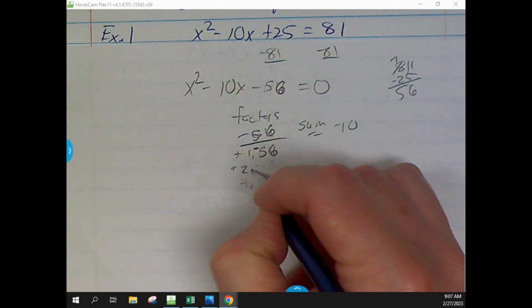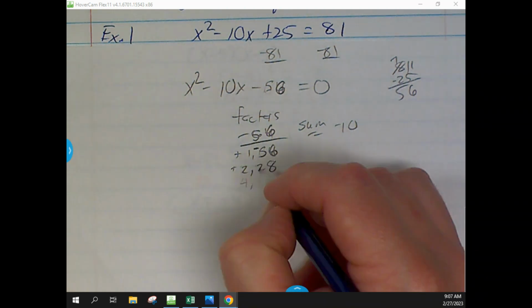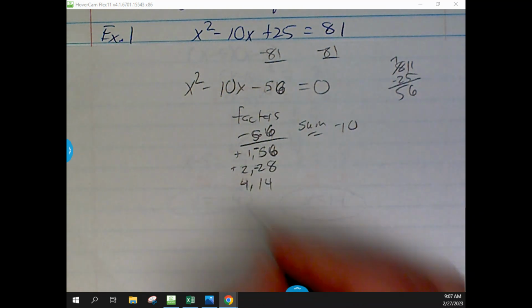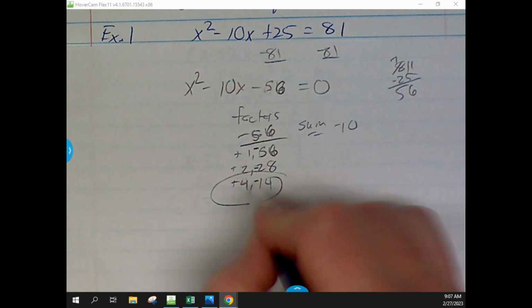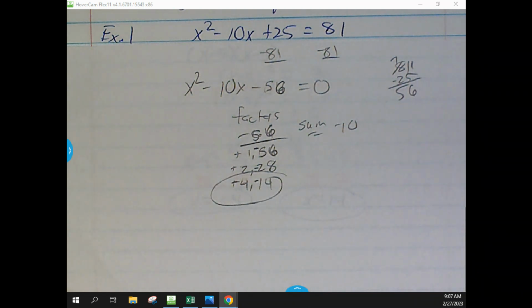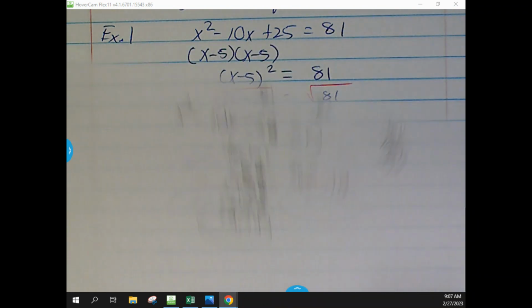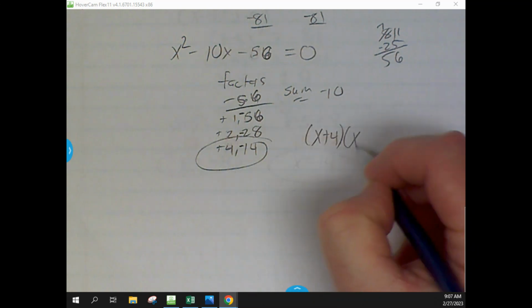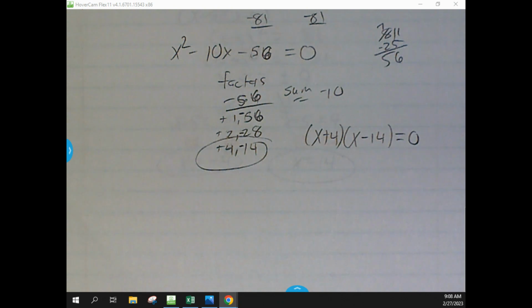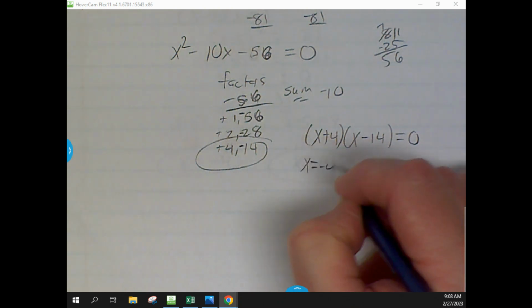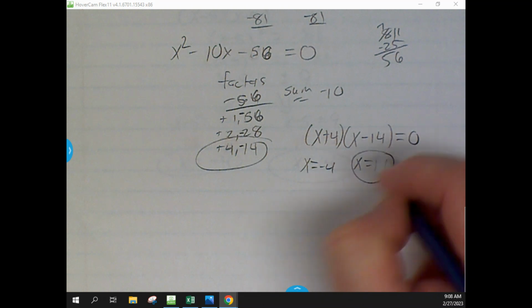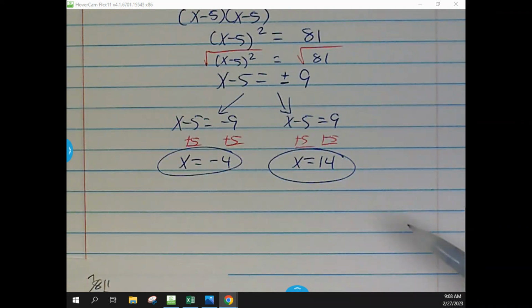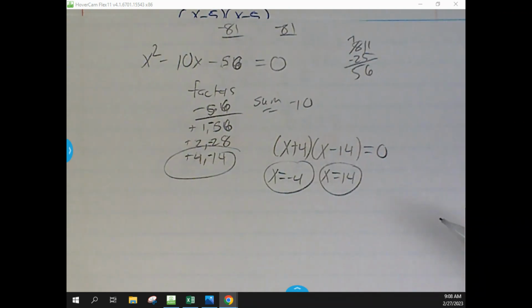All right, so 2 and 28. 3 doesn't go if you check it with 4. It winds up being 4 and 14. And that's your pair that would add up to be negative 10, which, if you notice here, is the same numbers we've got there. So this would have been x plus 4 and x minus 14. If you solve this one, you get x equals negative 4. If you solve that one, you get x equals 14. So you get the same answer there that we've got there. It's just a different way of getting to that answer.